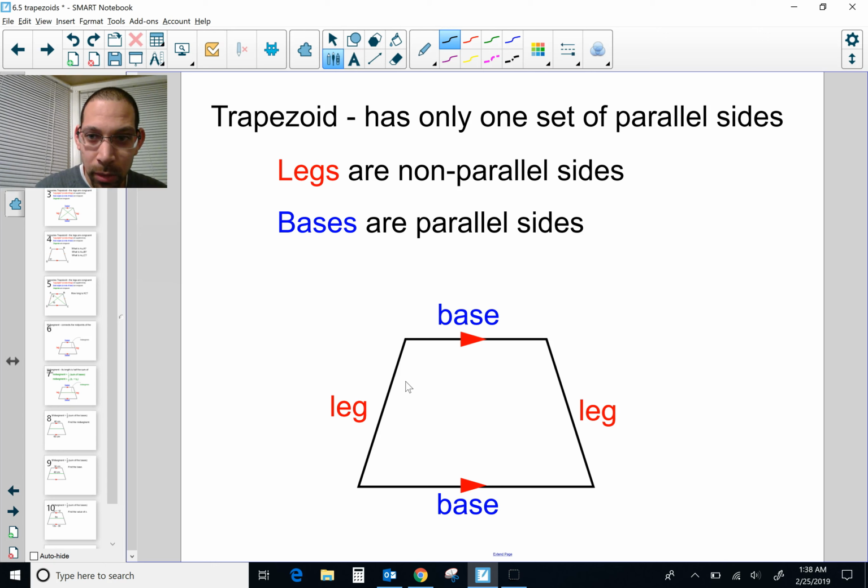Alright, so a trapezoid has only one set of parallel sides. You see that marked by these parallel symbols right here. Those sides that are parallel are called the bases. The sides that are not parallel are called the legs. So this is a leg, this is a leg.